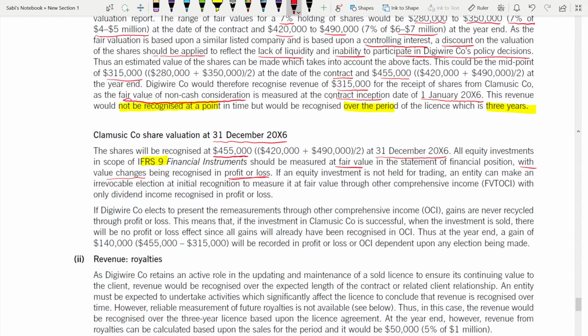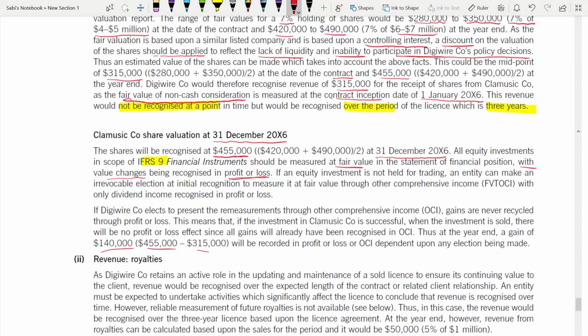So that time you cannot recognize it in P&L. That has to be recognized in OCI only, because all the gains before that selling have been recognized in OCI. So now you cannot recognize in P&L. It cannot be recycled. Thus at the year end, a gain of, what is the gain? Year end and in the beginning, what is the revenue? That was 315. So 450 minus 315, this is the gain, I'm sorry.